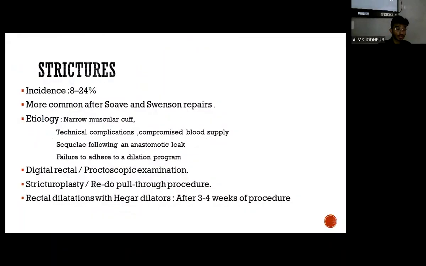Strictures are also a cause of obstruction, and its incidence is between 8 to 24%, and it mostly occurs following Sauvé and Swenson repair. The etiology is like the narrow muscular cuff, technical complication, compromised blood supply, sequelae following an anastomotic leak, and failure to adhere to a dilation program. So it is diagnosed physically by a digital rectal examination and a proctoscopic examination. And we can consider stricturoplasty or redo pull-through procedure. Rectal dilation with Hegar dilators will also help after 3 to 4 weeks of the procedure.